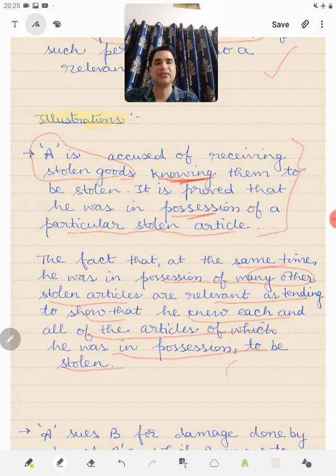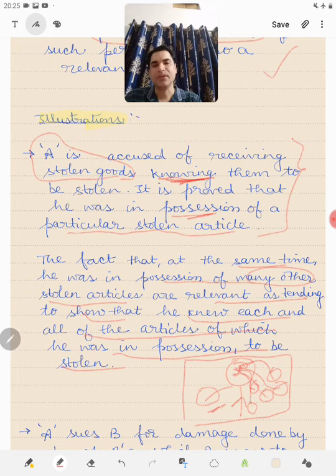So in order to prove that A, who is in possession of a stolen article, has the knowledge that that particular article is stolen, it can be proved by showing that he has many other articles which are stolen articles, and he has the knowledge that these are stolen articles. So that will prove a state of mind, or will be a relevant fact to prove that he has the knowledge that this article is also a stolen article.